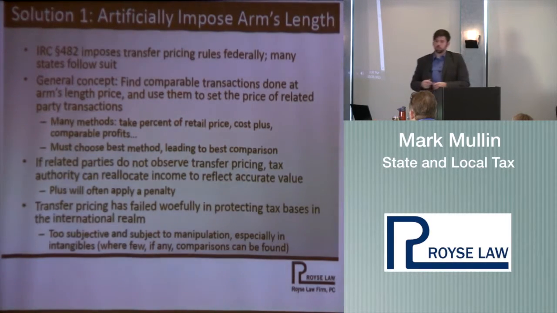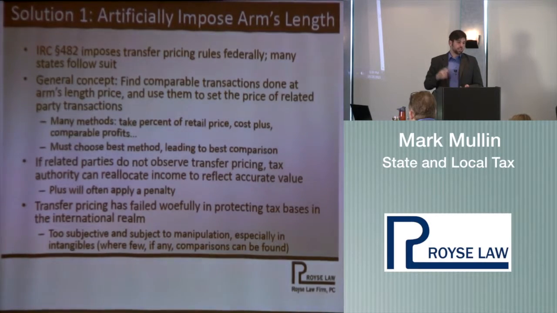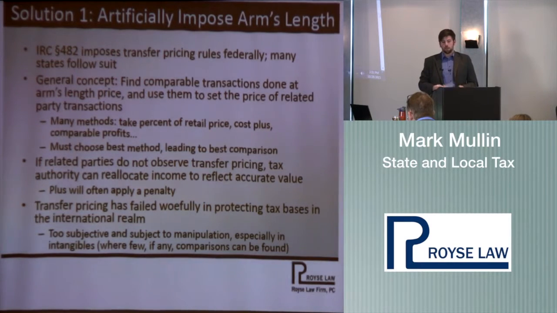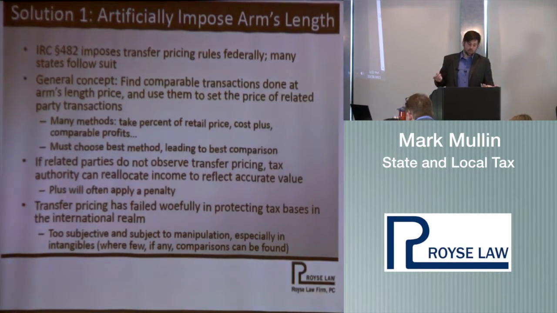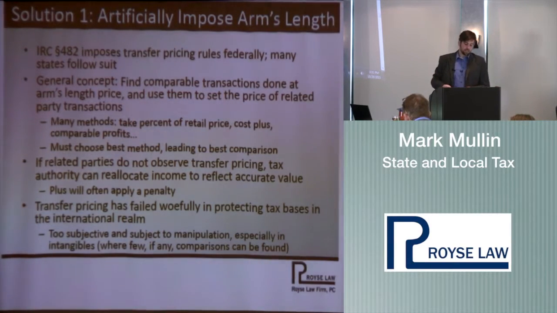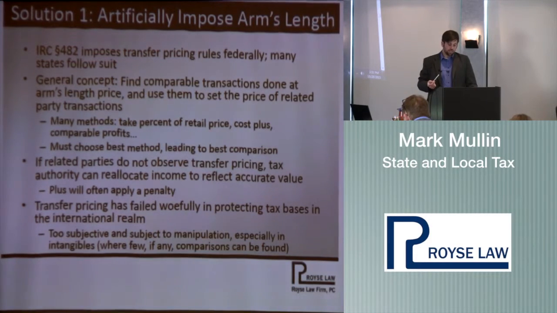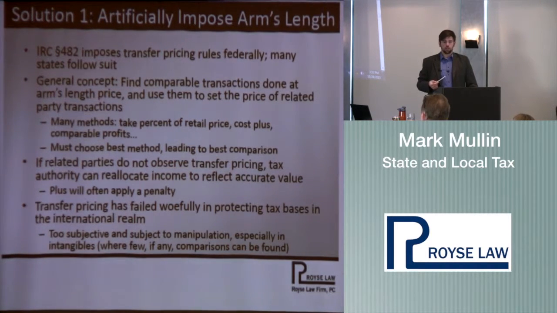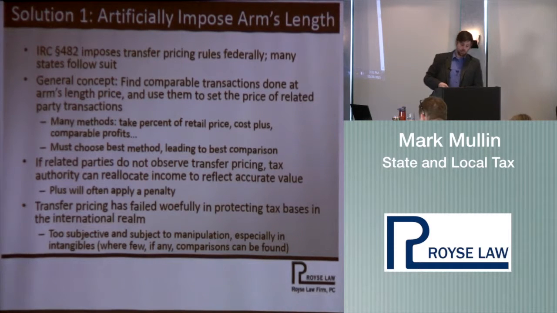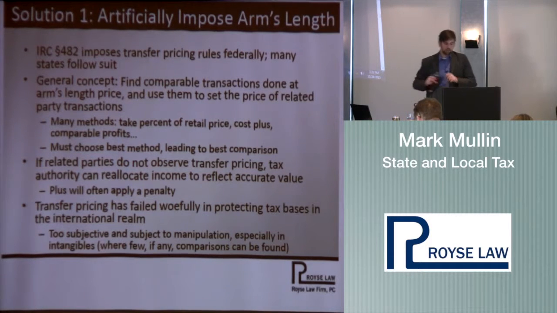I'm going to go over now the solutions that governments have attempted to impose to make separate entity and allocation rules work. As we discussed earlier, there are the transfer pricing rules. Roger went over these in some detail. States follow suit. For separate entity and allocation type income, you're going to go through very much the same exercise. The general concept, again, is that you're going to find comparable transactions done at arm's length price and use them to set the price of related party transactions. As Roger noted, the more common way to do this is to go through the comparable profits method as opposed to finding a specific transaction to compare it to. If the related parties don't observe the transfer pricing rules, the tax authority can reallocate your income and also apply a pretty serious penalty unless you made a study.